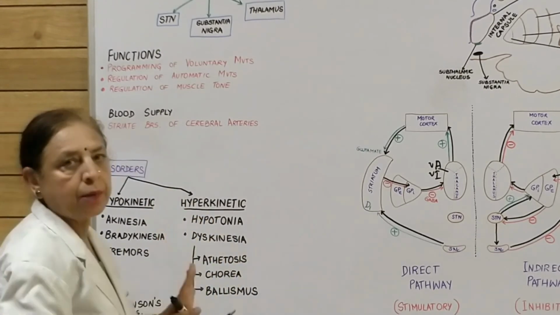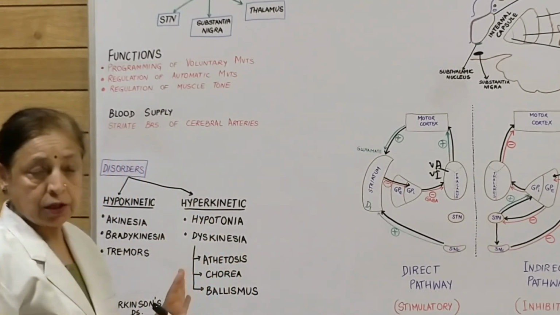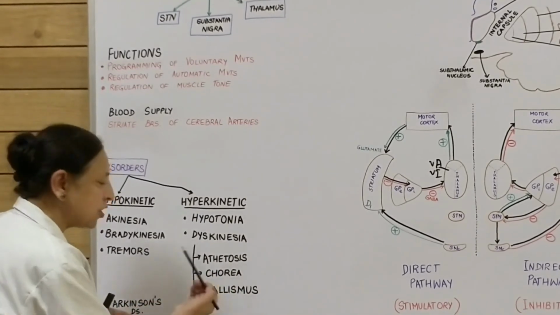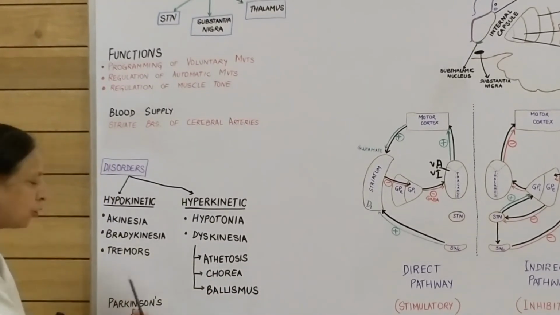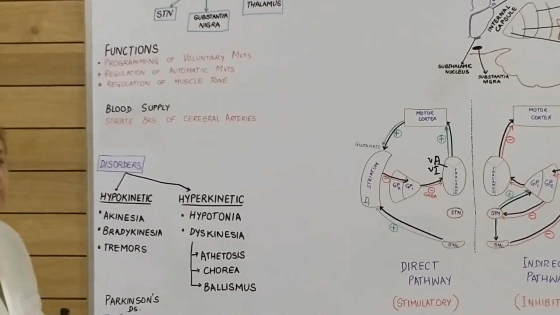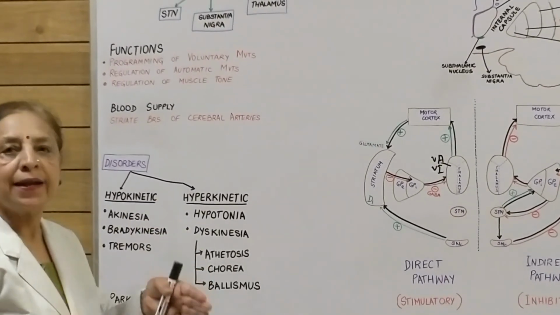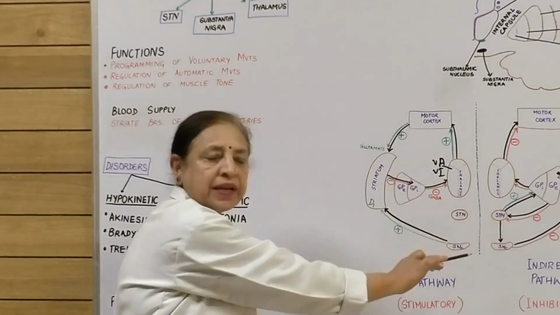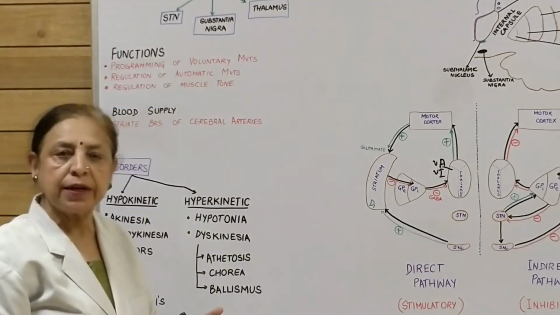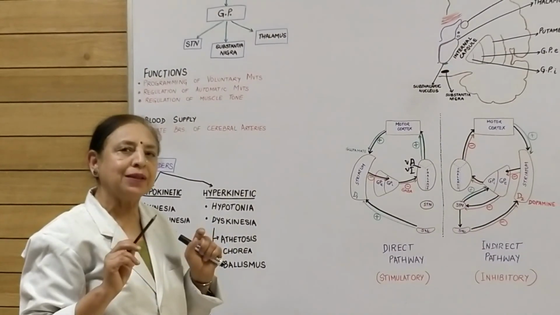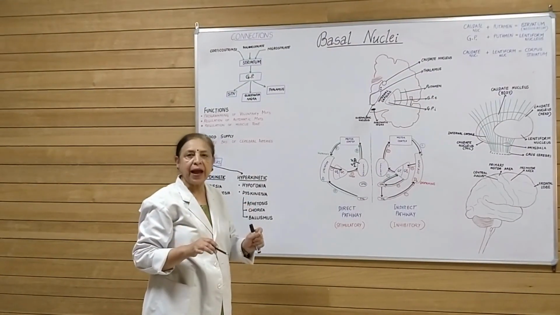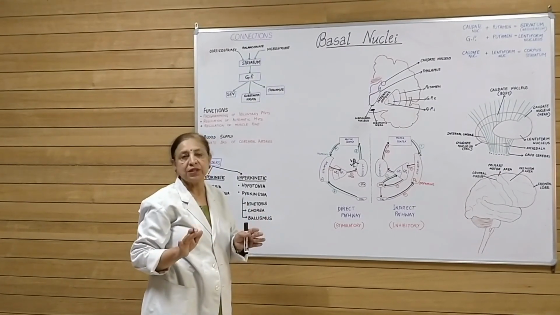This is in brief about the corpus striatum. Now when you see a patient showing either of these movements, or you are able to diagnose a patient of Parkinson's disease, what is your role as a doctor? First and foremost, you have to know the anatomical basis, then you have to know the functional anatomy, and then you have to see this particular patient as a person and how you can rehabilitate him in his social setting.